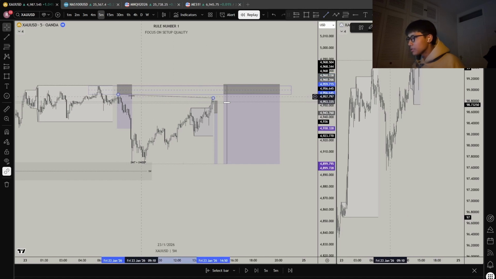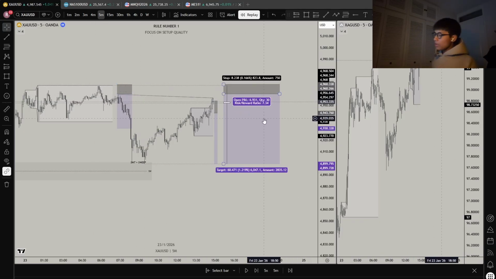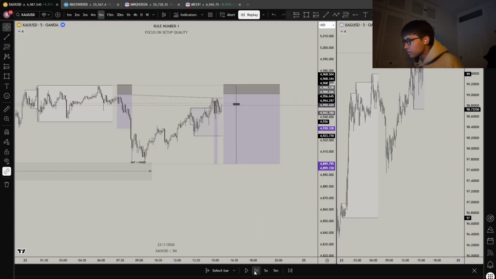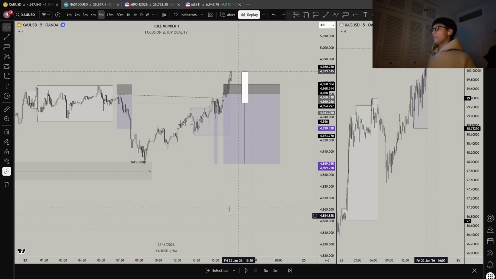For me, I think this was sort of an uncontrolled setup to take. I shouldn't have really counted this as a setup because my original bias was this rejection block up here. So yeah, this trade got stopped out quite immediately, I think. Just like that. And then also this one sort of invalidated my rejection block, which is fine.